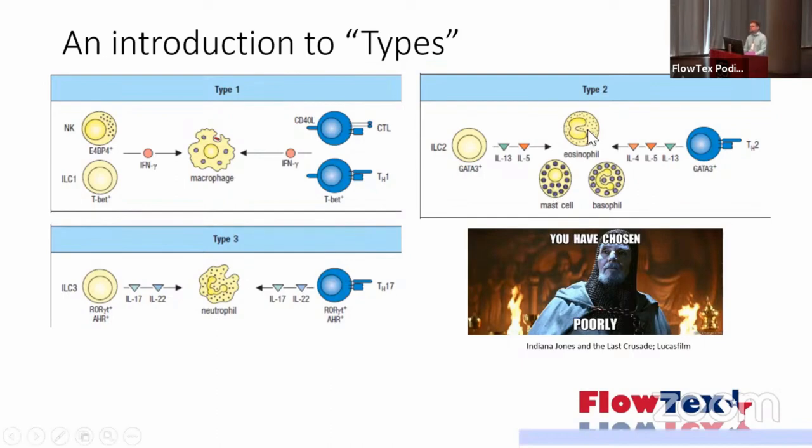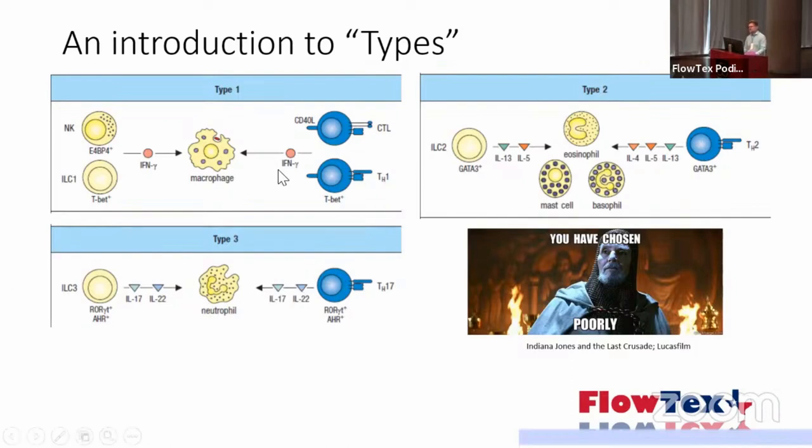Type 2 immune responses generally are targeted against extracellular pathogens. So this is things like worms, other bacteria that live extracellularly. And then type 3 immune responses are generally thought of as barrier responses. So one of the slogans I always say is, you know, the type 3 immune response, make tight junctions tight again. And so you can imagine where I'm going with that.